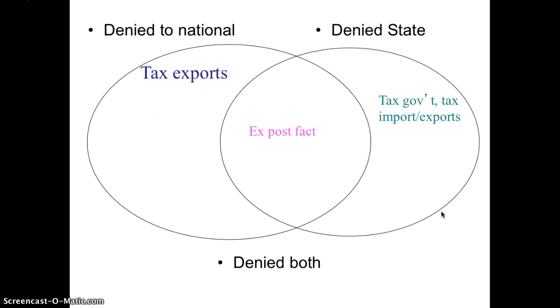Taxing exports is denied to the national government as well. There is no taxing of goods leaving our country. The national government is also not allowed to change boundaries. The state of Minnesota has those boundaries put in place, and the federal government can't just come in and decide to make those boundaries different.